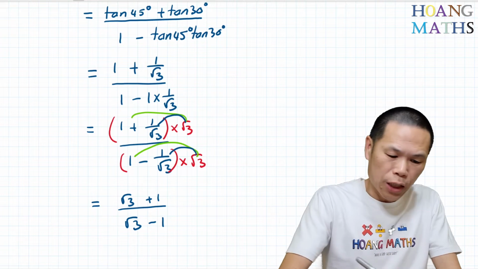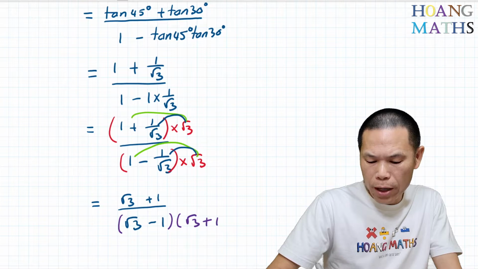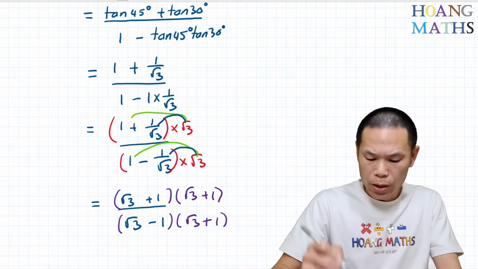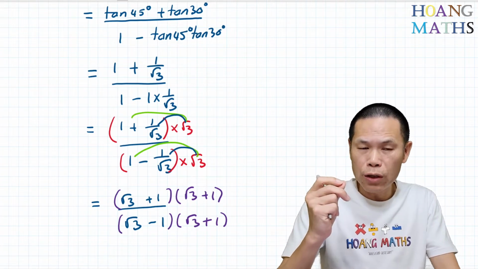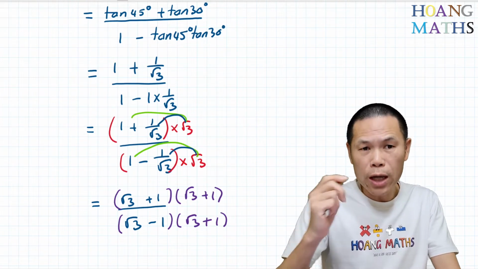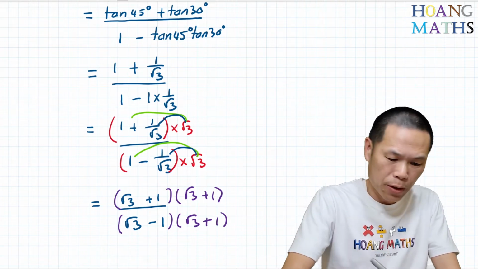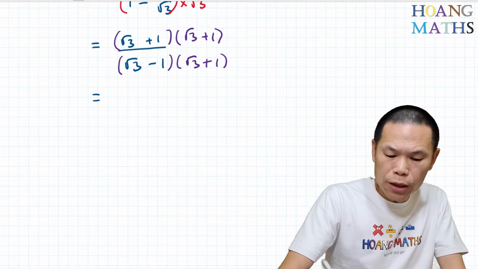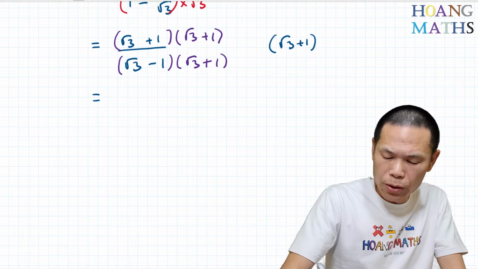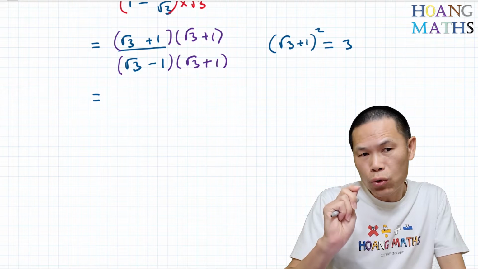In other words, I times the denominator by root 3 plus 1, and we times the numerator by root 3 plus 1. The bottom will give me a difference of 2 squares, so that will give me root 3 squared minus 1 squared. Root 3 squared is 3 and 1 squared is 1, so 3 minus 1. Let me just write this down. The numerator is a perfect square, so that is root 3 plus 1 times root 3 plus 1. So that's squared. That becomes root 3 squared is 3, and 1 times root 3 is root 3.